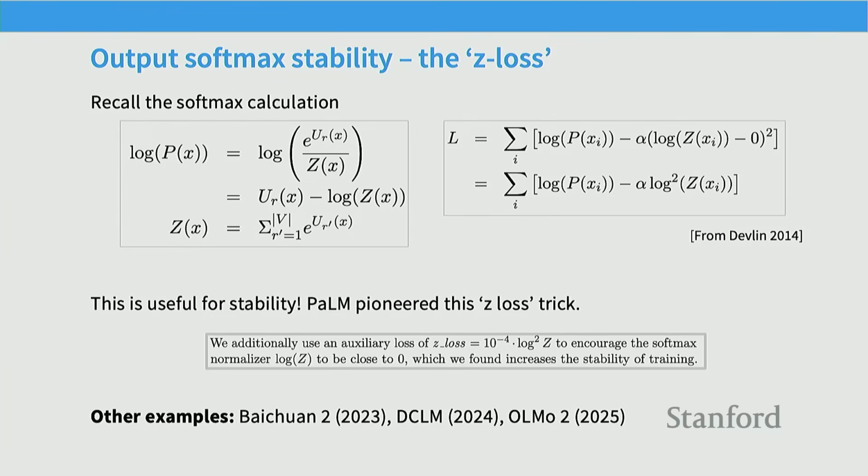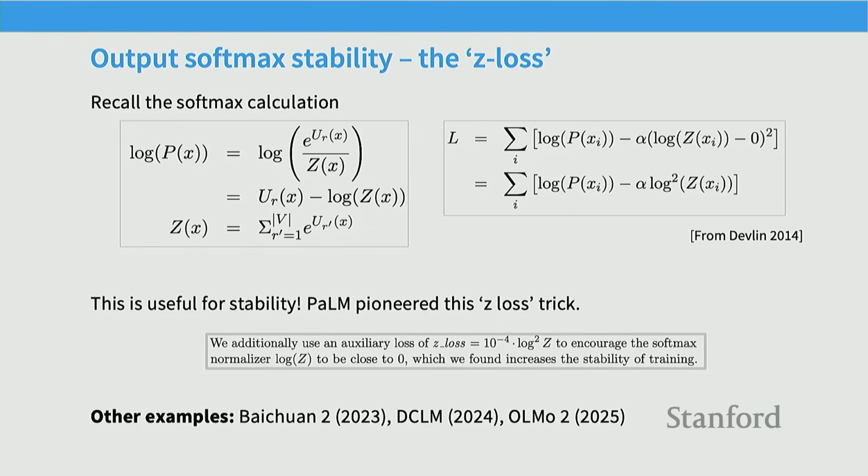If you want to train the network to have a Z of x close to 1, well, then you can rewrite your loss, and you can add a little second term here to try to force log of Z of x_i to be close to 0, right? So you're going to end up with the auxiliary loss term that's alpha log squared Z of x_i. You can see that derivation on the right here. And this is, in some sense, what people often call the Z-loss.